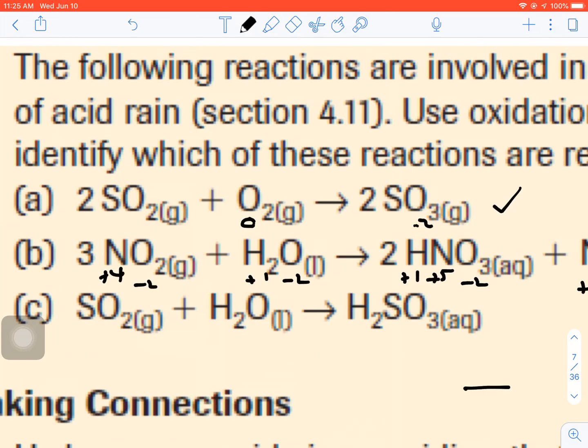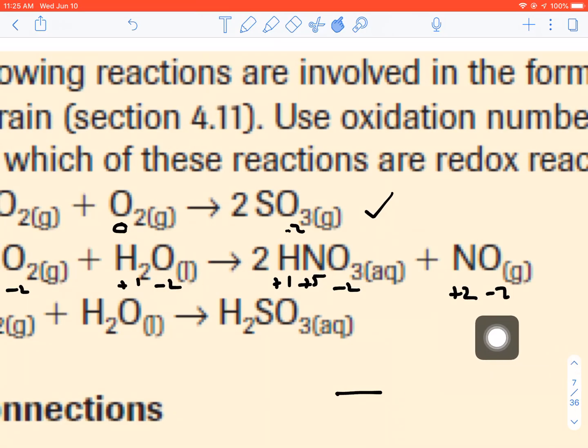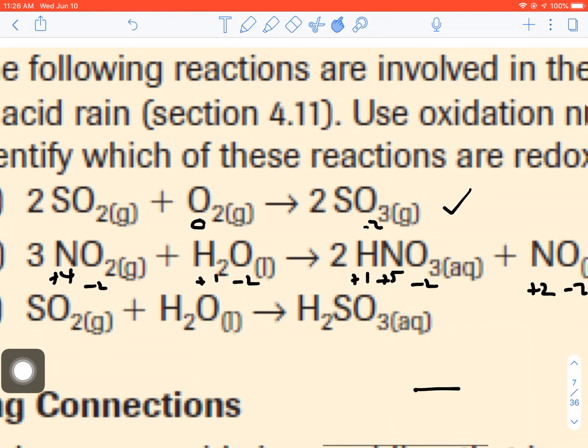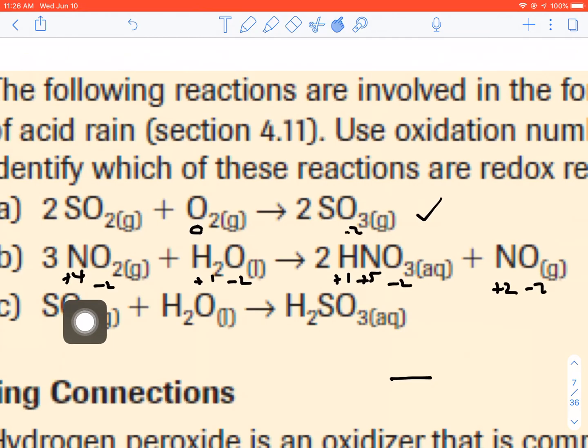So let's see what changed oxidation numbers. I have oxygen on both sides. Oxygen here is -2, -2, -2, and -2. It's not changing. Hydrogen was +1 and +1. It's not changing. I only have nitrogen left. Notice what happens to nitrogen. This is a bit of a strange one. Some of the nitrogen atoms go from +4 to +5. Some of the nitrogen atoms go from +4 to +2. So it looks like nitrogen is being both oxidized and reduced.